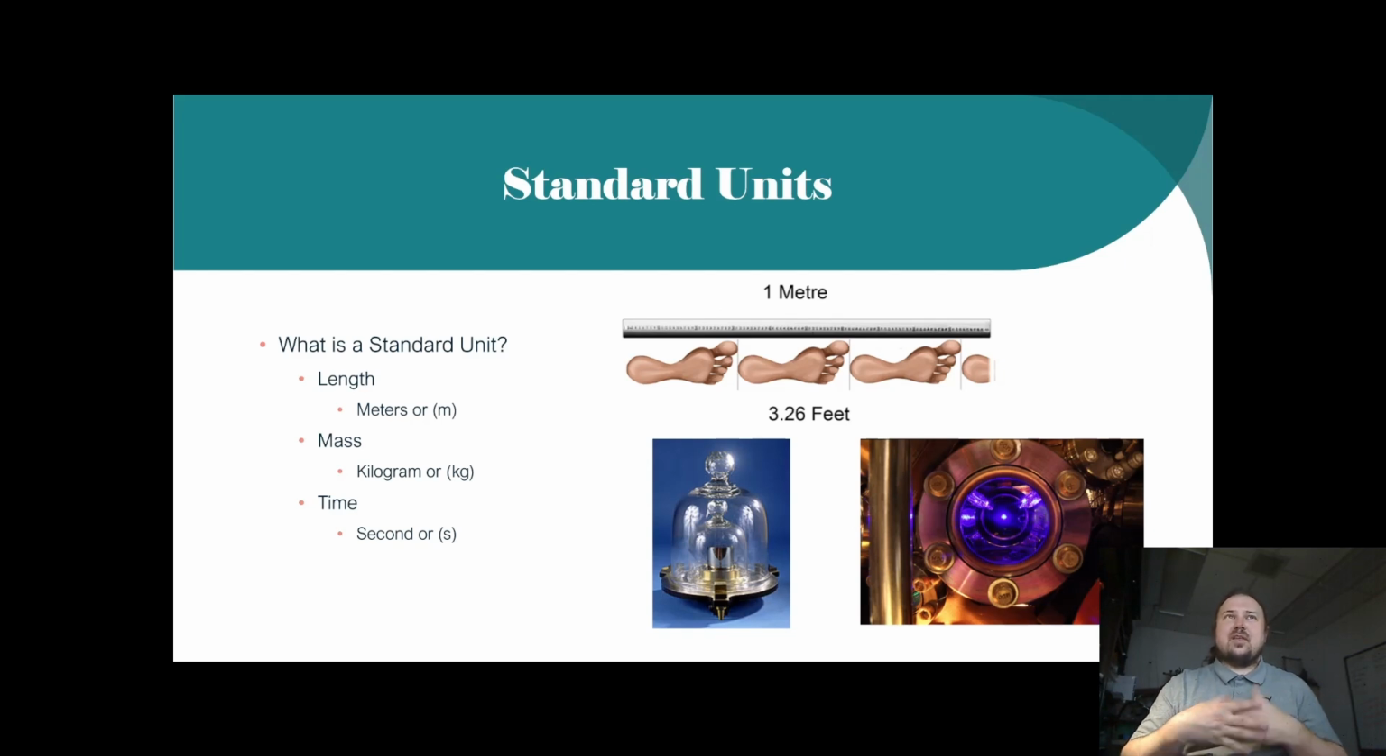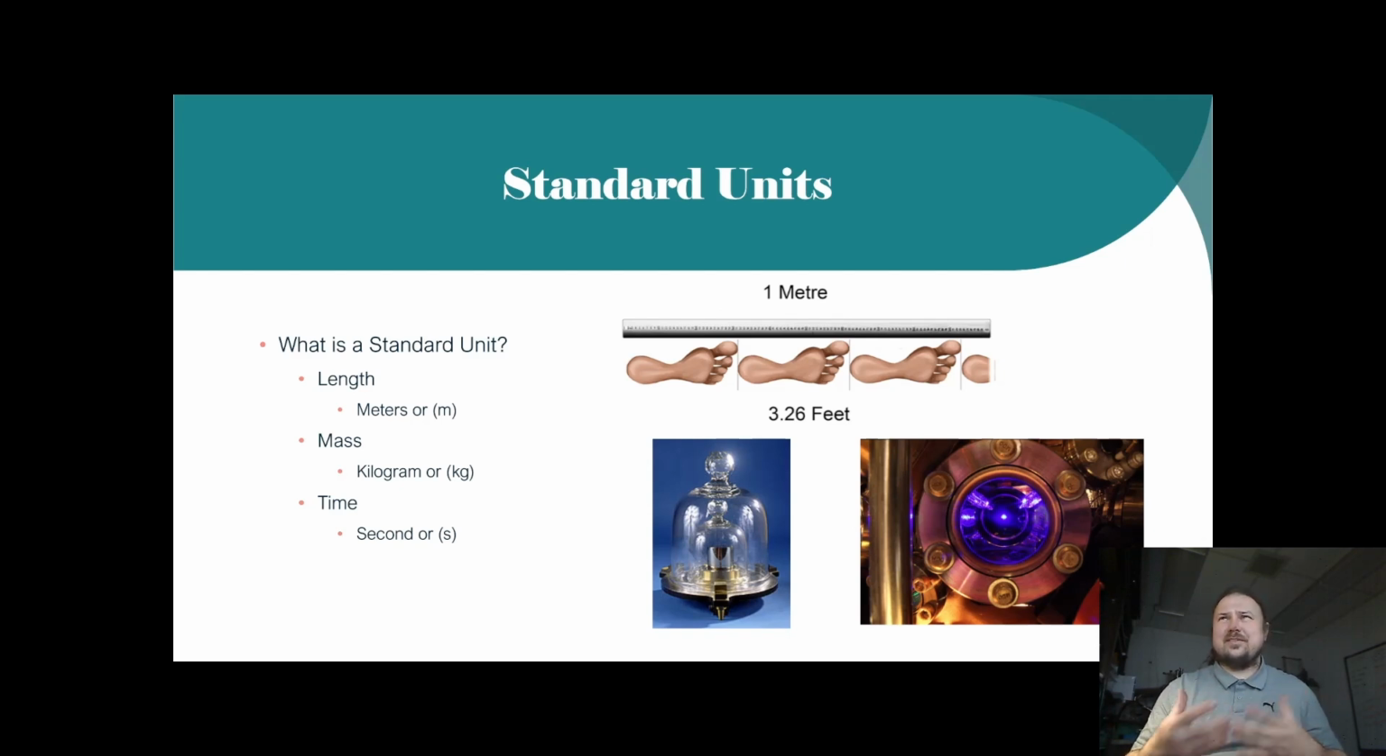This time it was more of a scientific approach. They looked at the wavelengths of the light that was emitted from a Krypton 86 lamp. That lamp produces wavelengths with a specific period. If you looked at that and you counted up around 1.6 million of those wavelengths, that's then what they deemed to be a meter. And it was more scientific.